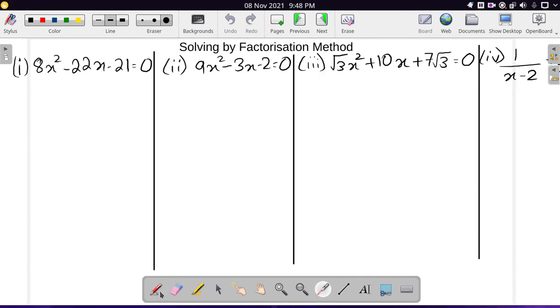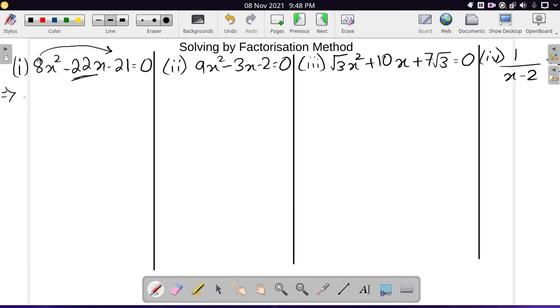Here is the first example. Question number 1: 8x square minus 22x minus 21 is equal to 0. All you need to do is split up the middle term. If there is a coefficient like this, we will first multiply it with the constant term. It comes to be 168. So let us solve it.